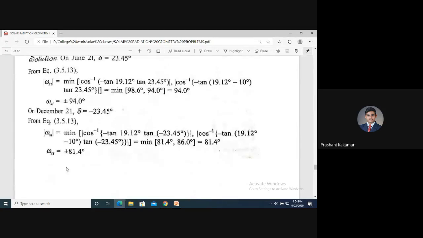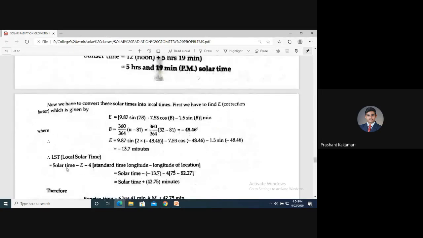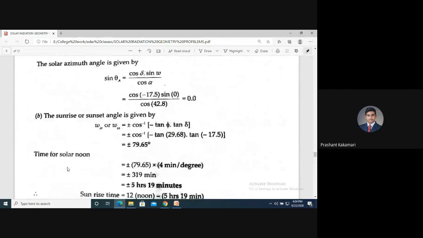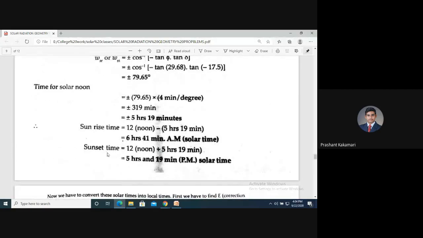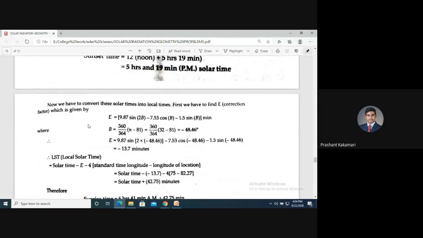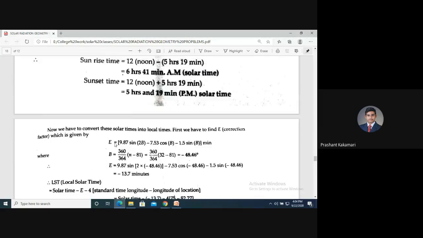Okay. So we'll take the last problem, one of the last problems. Yes, we'll take this one. Already you have understood sunrise and sunset. We'll take how exactly the local time should be converted.